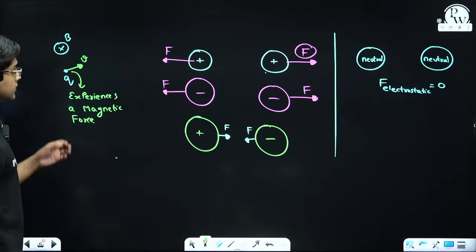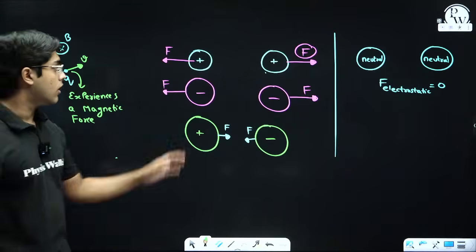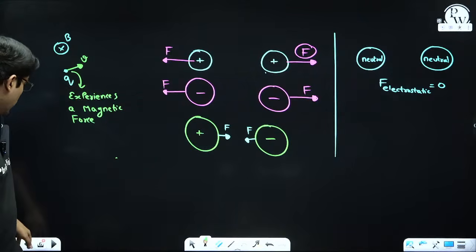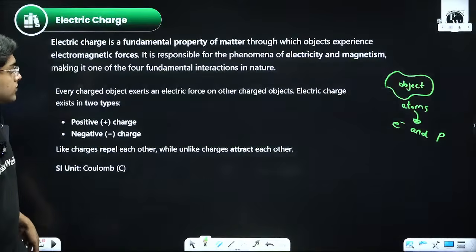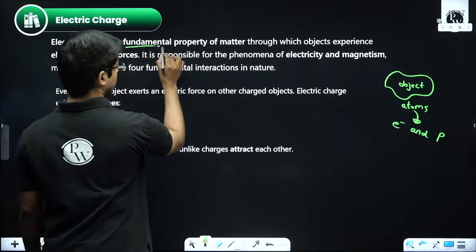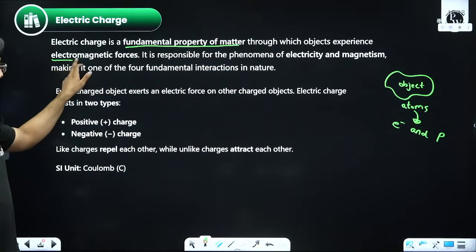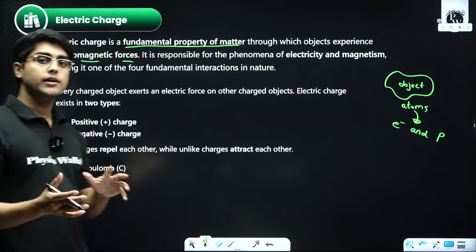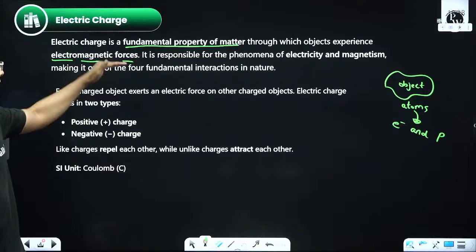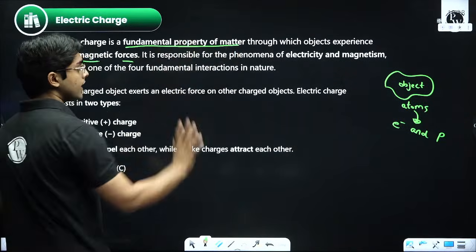But for the particle to experience either a magnetic force or an electric force, the object must have charge. The electric charge you can, in one line, define as that fundamental property of matter by which it can experience electromagnetic forces. The term electromagnetic consists of electric and magnetic. So both electric and magnetic forces can be felt or experienced by that matter which has charge.